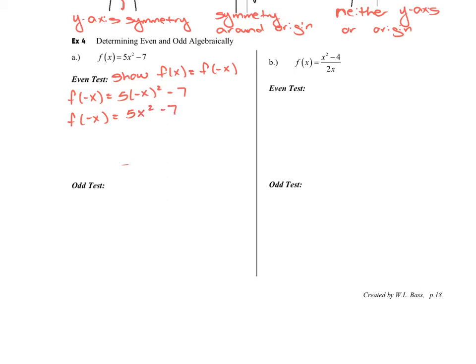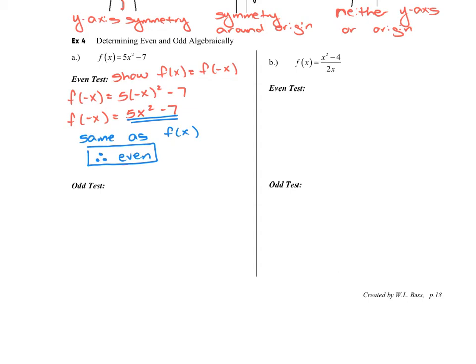Now we can see that this f of negative x, this 5x squared minus the 7, is the same as our original f of x. Therefore, that's what these 3 little dots mean. Therefore, this function itself is even. Now, if it's even, it's most likely not going to be odd. That doesn't mean an equation won't be both odd and even sometimes. But we're going to actually show how the odd test works as well.